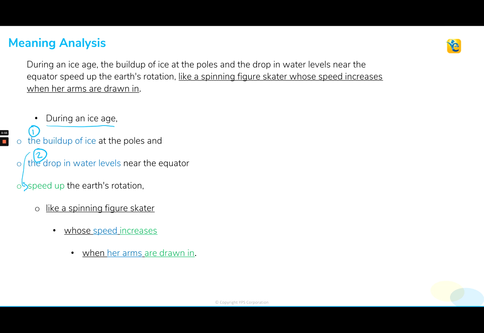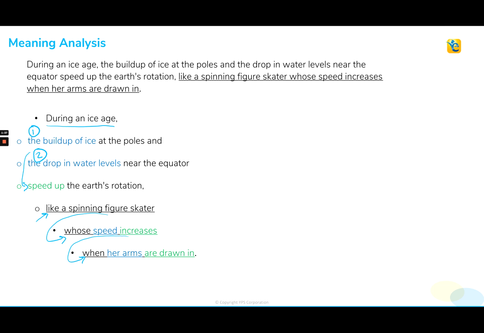I keep reading. "Like a spinning figure skater," so I'm going to make note right here that I have a comparison happening. Like a spinning figure skater whose speed increases, so "whose speed" is describing that spinning figure skater, whose speed increases when her arms are drawn in. So I get this increase of speed when the figure skater's arms are drawn in.